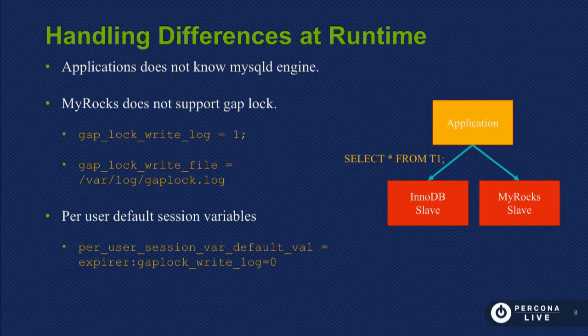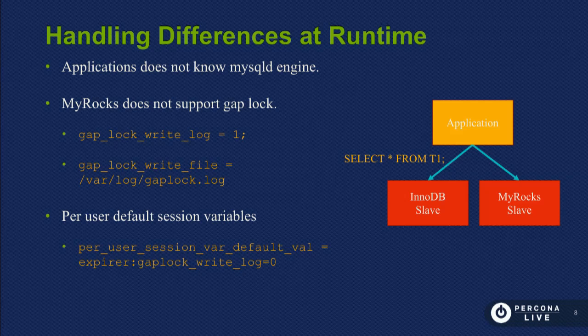So for runtime, when you have an application that's talking to your InnoDB slave versus your MyRocks slave, it's not going to care what the storage engine is. It's going to issue the same queries down to it. And one of the problems that we have is MyRocks does not support gap locking. So any application that uses gap locks would not have the correct behavior on top of MyRocks. So we added a feature into InnoDB to track all the transactions that were requiring gap locks and log them through this gap lock write log parameter. And then we can go back and take a look at the InnoDB instance, see what those transactions were, figure out what the applications were, and then change the applications to not use gap locks.